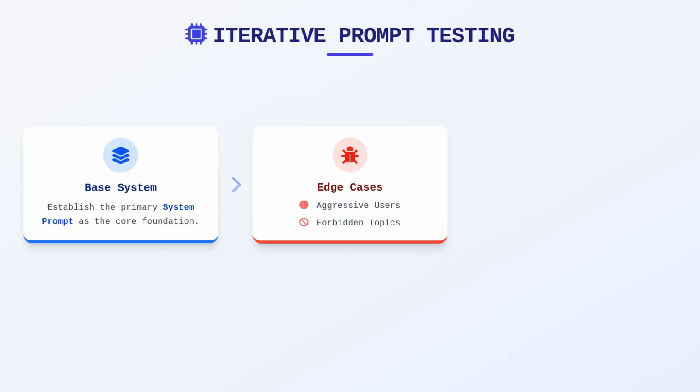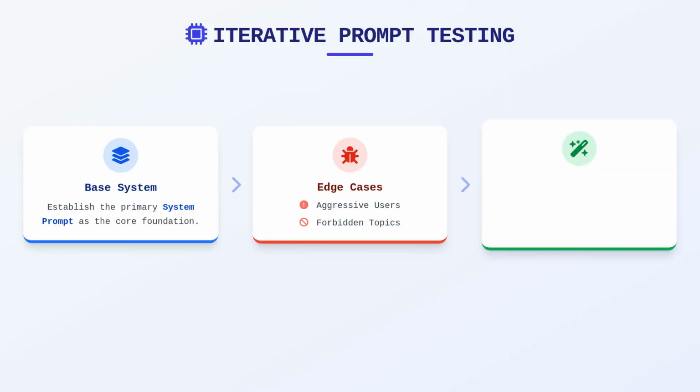Testing these instructions requires an iterative approach, much like debugging a software library. After establishing your base system prompt, you must subject the model to a variety of edge cases intended to test the boundaries of its persona and constraints. Does the model maintain its professional tone when a user becomes aggressive? Does it correctly refuse to answer questions about topics it is explicitly forbidden from discussing?